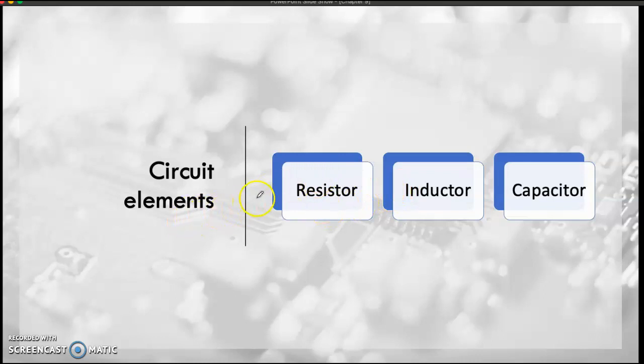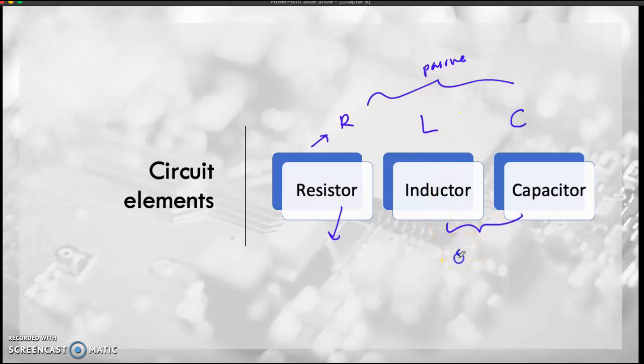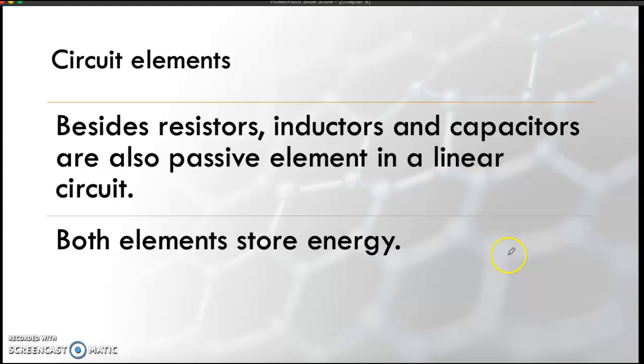When we are talking about circuit elements, you learned in the previous chapter the resistor, and I will introduce two other elements called the inductor and the capacitor. All these are passive elements. The resistor is to limit the current flow, while the function of the inductor and capacitor is to store energy. Besides the resistor, you will learn about the inductor and capacitor, and both are linear.